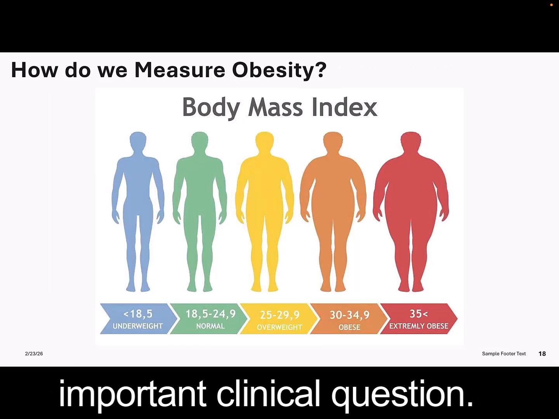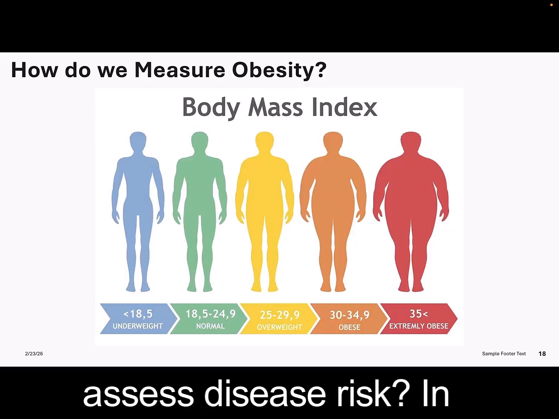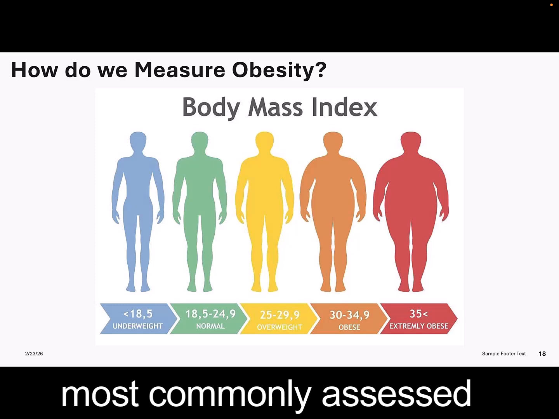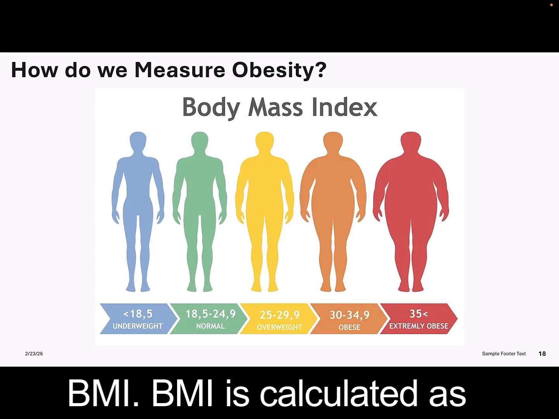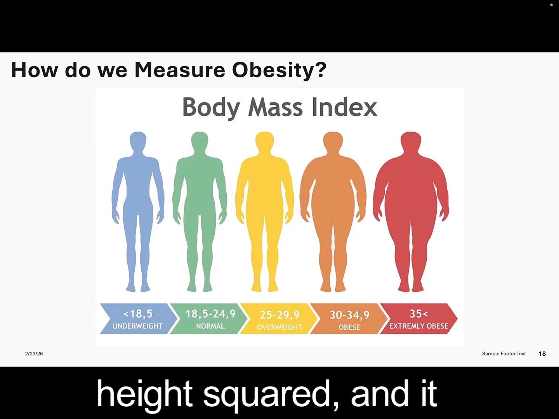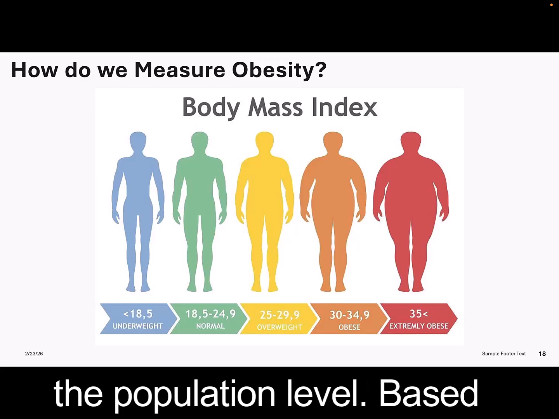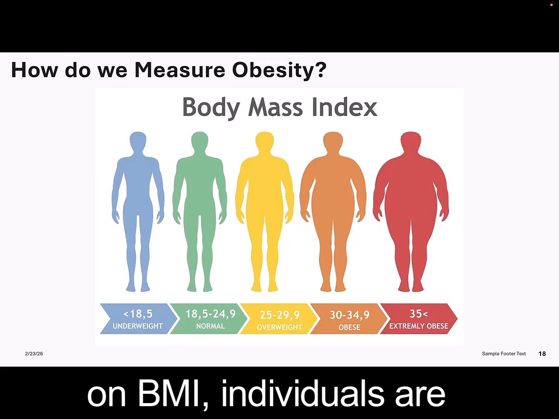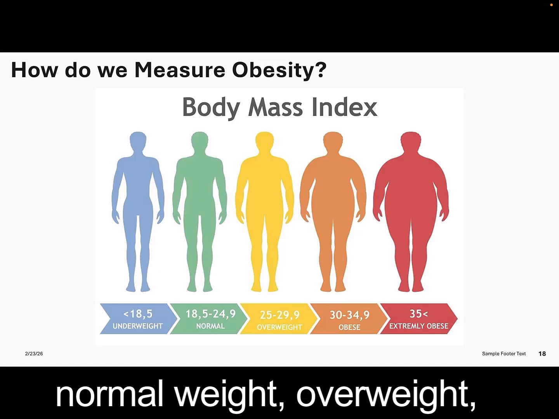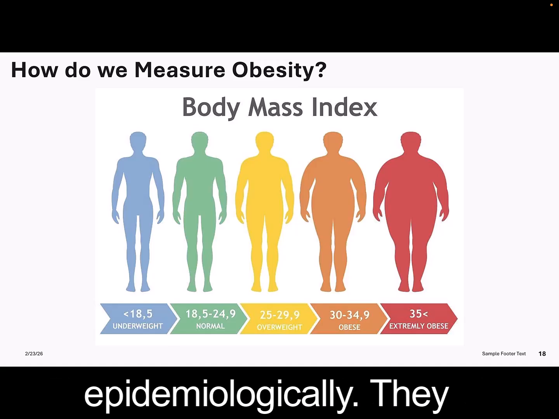So this raises an important clinical question. How do we measure obesity in a way that helps us assess disease risk? In clinical practice, obesity is most commonly assessed using body mass index, or BMI. BMI is calculated as body weight divided by height squared, and it provides a quick and inexpensive way to categorize weight status at the population level. Based on BMI, individuals are classified as underweight, normal weight, overweight, obese, or extremely obese. These categories are useful epidemiologically.